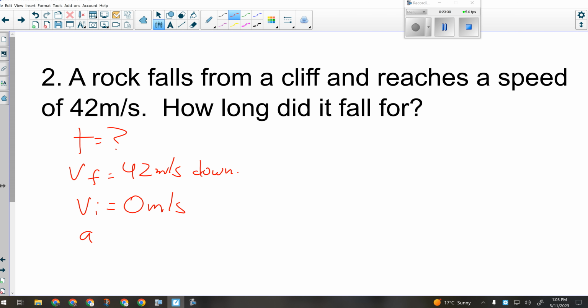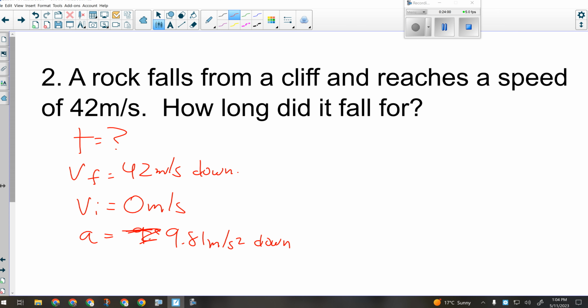This is the acceleration due to gravity on Earth. And unless you're told otherwise, you assume all these questions occur here on Earth, where gravity is 9.81 meters per second squared, down. Now, in this question, A is down, VF is down, and VI is 0.